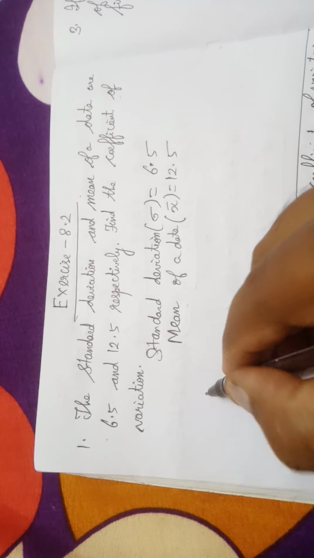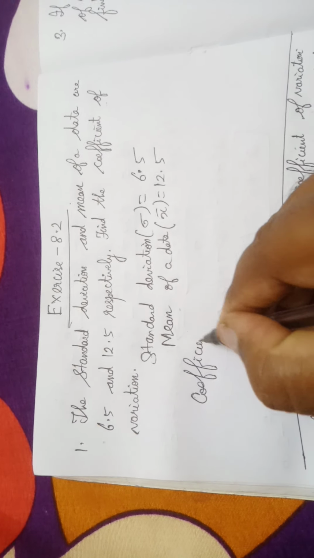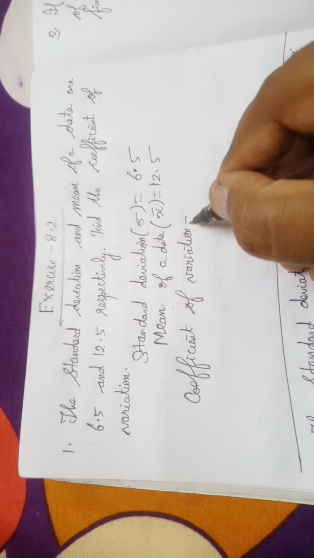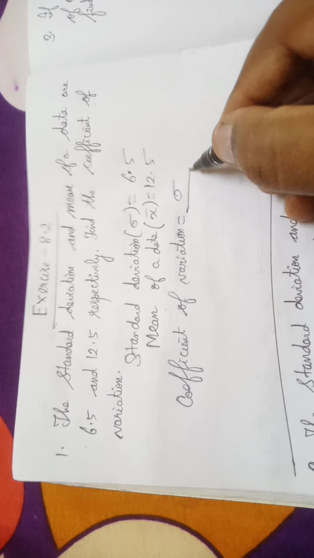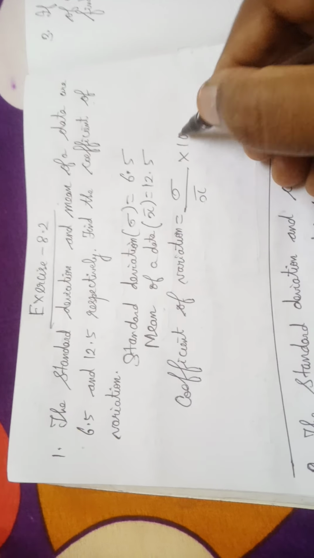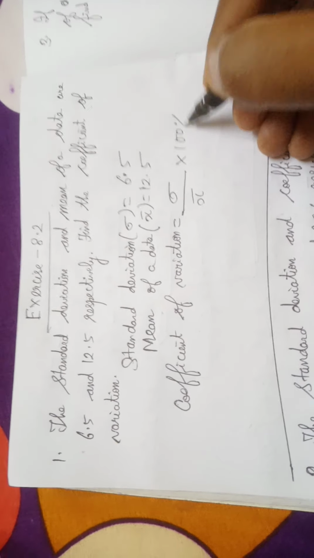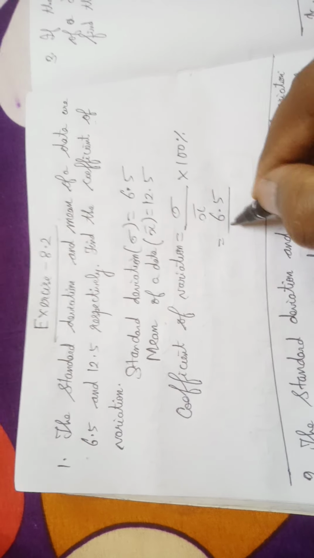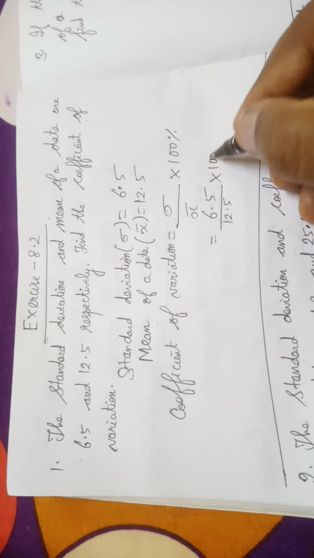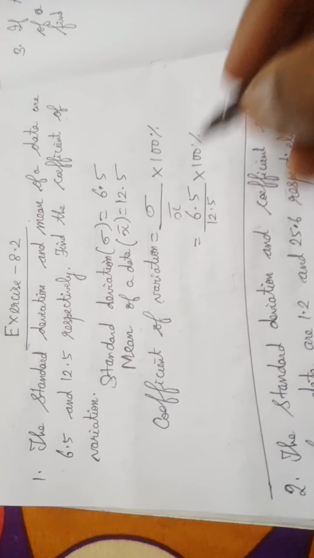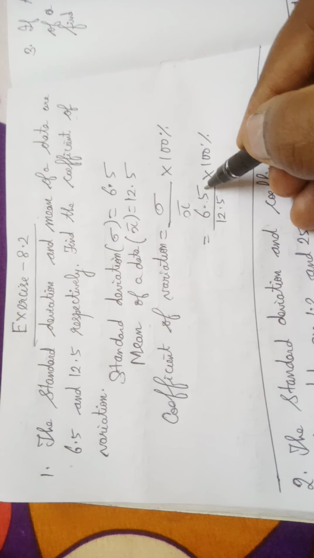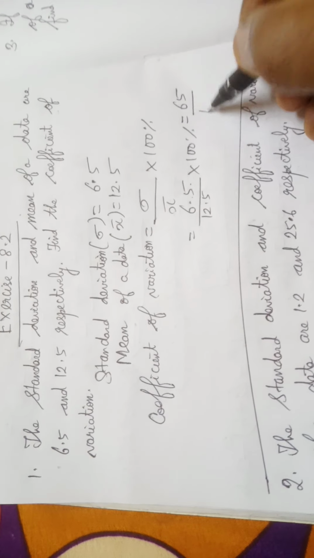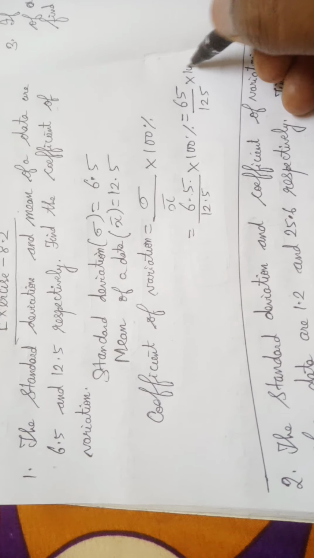So coefficient of variation, what is the formula? Standard deviation by mean of the data into 100 percentage. Standard deviation is how much? 6.5 by 12.5 into 100 percentage. Now we need to multiply with 10 here. So we are multiplying with 10. 6.5 into 10, 65. 12.5 into 10, 125.